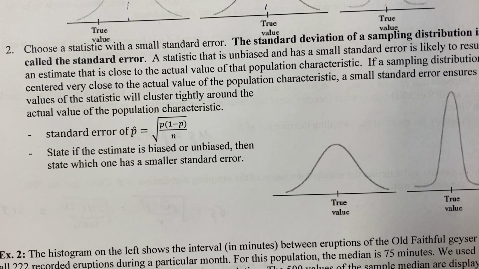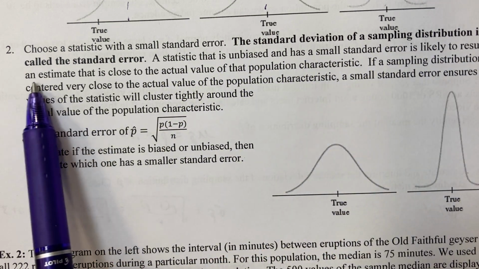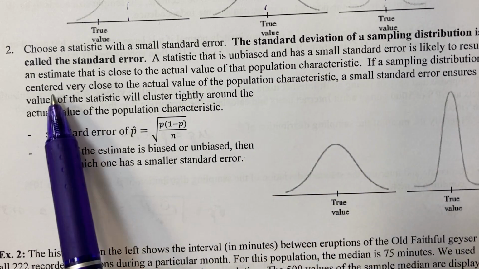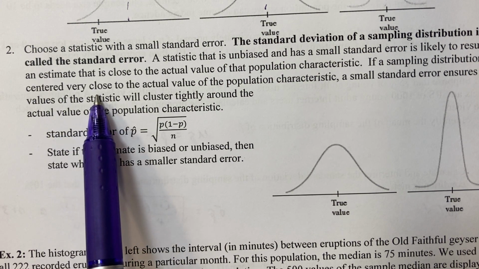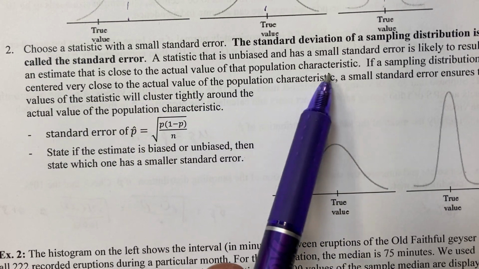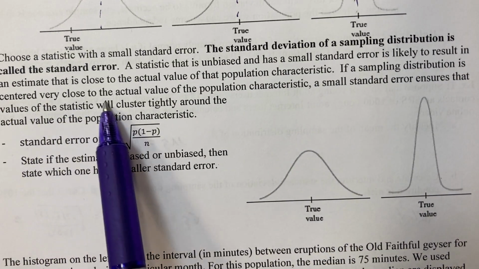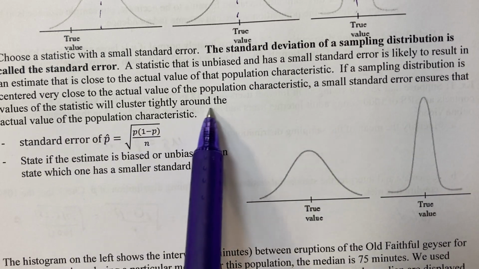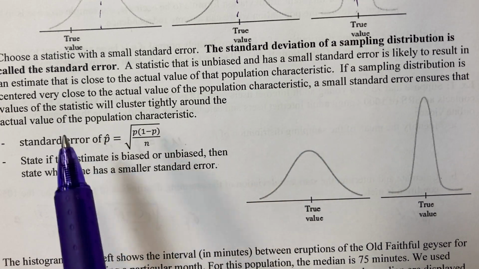Second, choose a statistic with a small standard error. Standard deviation of a sampling distribution is called standard error. A statistic that is unbiased and has a small standard error is likely to result in an estimate that is close to the actual value of that population characteristic. If a sampling distribution is centered very close to the actual value of the population characteristic, small standard error ensures that the values of the statistic will cluster tightly around the actual value of the population characteristic. Okay, here's the standard error.